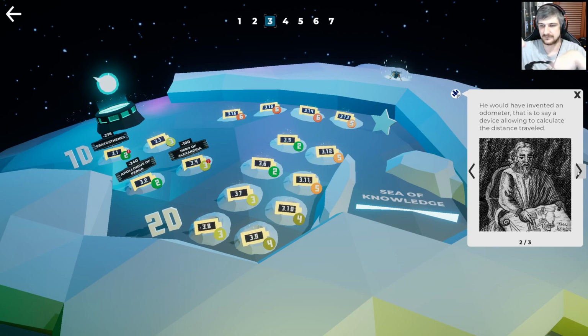Isn't that when you're measuring something on the ground and you basically have a circular object, like a wheel? And you would mark it, and every time it goes round once, that's a meter, because the diameter is a meter. Is that what he did?